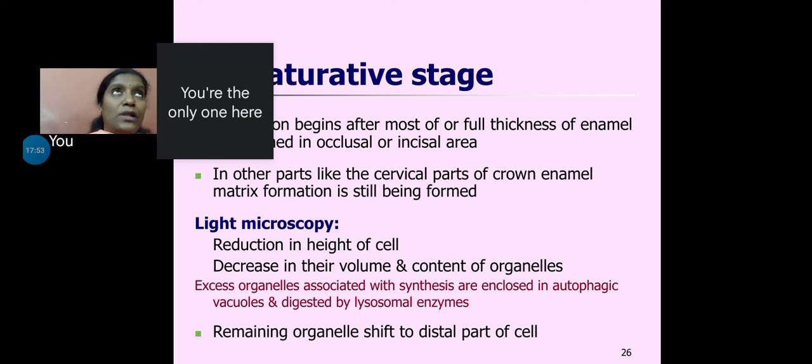Now that the required thickness of enamel matrix has been deposited, the organelles are no longer required, so the organelles are removed by autophagy. As a result, the size of the cell automatically shrinks, so it becomes a small cell now. There is a reduction in the height and size of the cells. That corresponds to a decrease in the volume and the content of the organelles present inside the cell. Excess organelles associated with synthesis are enclosed in autophagic vacuoles and digested by lysosomal enzymes. Okay, remaining organelles usually shift back to the distal part of the cell. Now it's no longer polarized.